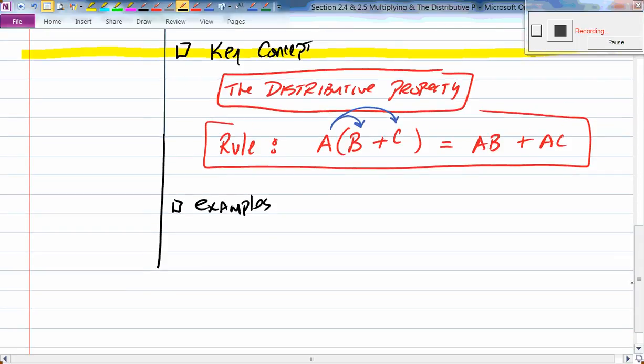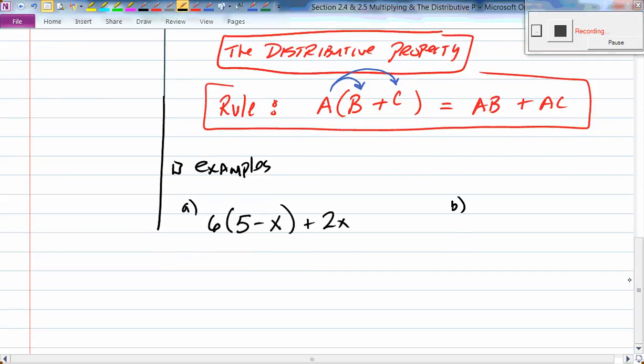So let me move that to the top of the screen so everybody can see it. And let's practice. I've got 2 for you, A and B. If I take 6, multiply it by 5 minus x plus 2x. Okay. We have to distribute our 6 into our binomial here.